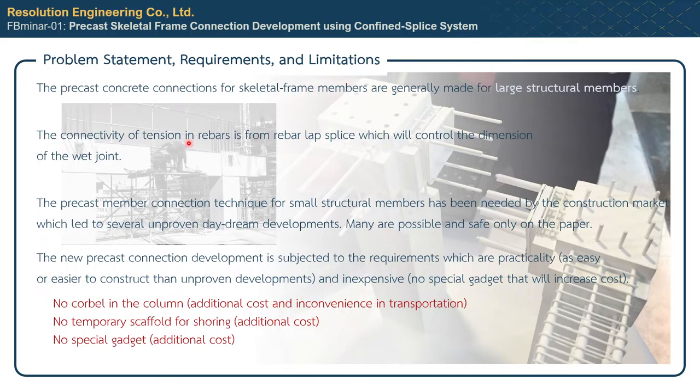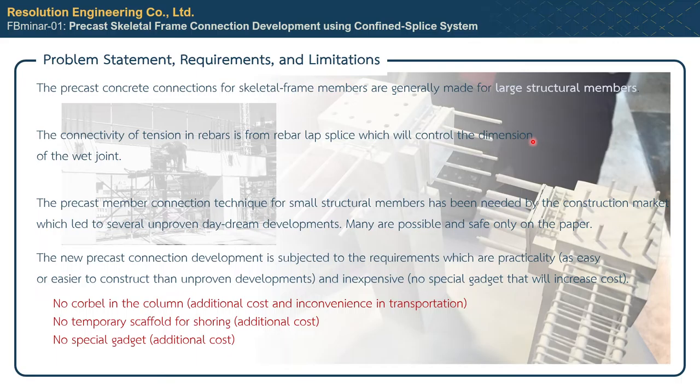The connectivity of tension in rebars is from a rebar lap splice, which will control the dimension of the wedge joint. The thing is that if you use the rebar splice, the length of the splice is going to control the dimension of the wedge joint, because if you splice over 1 meter, the wedge joint will be 1 meter. That's the point. And the bigger the wedge joint is, that means the more activities, the more work to do on the job site, which is not the intention of the precast, right?